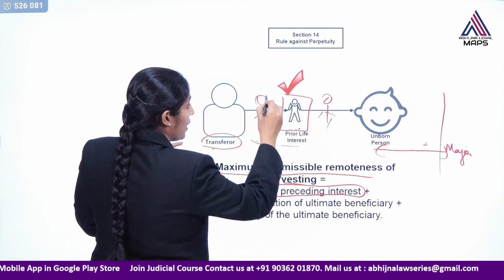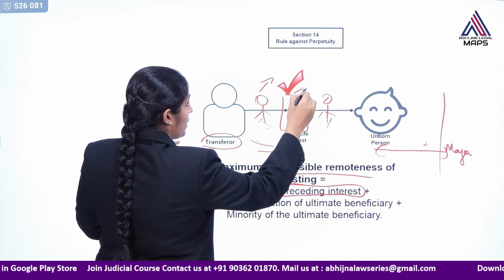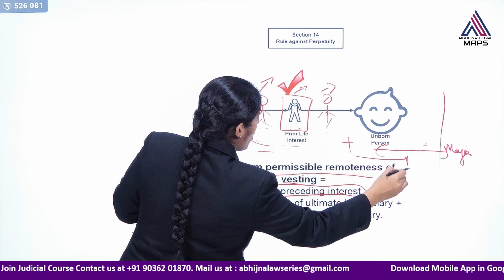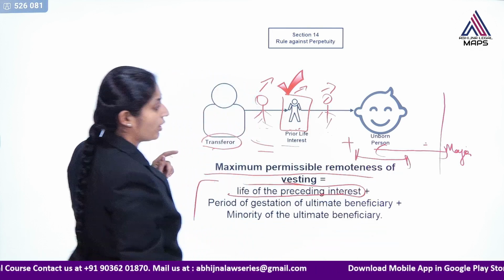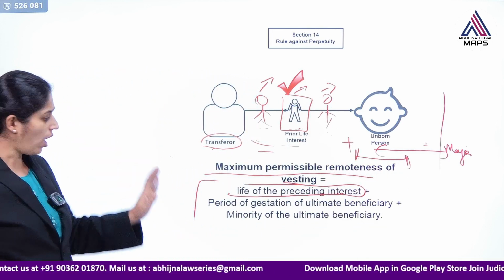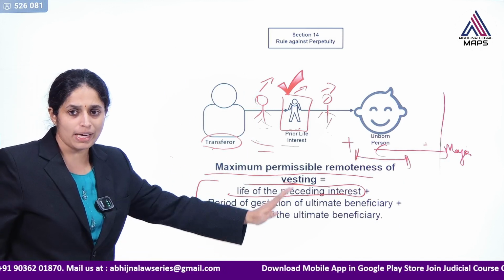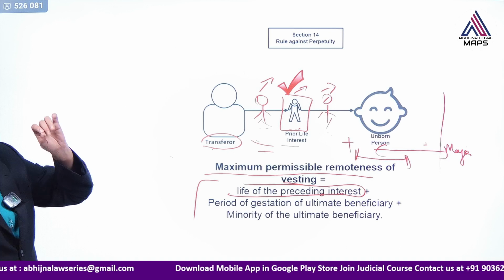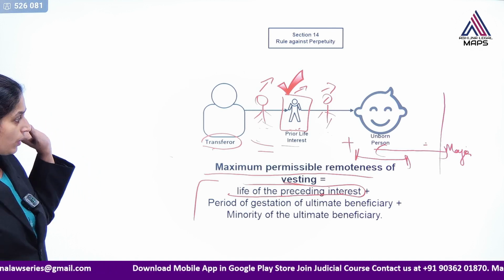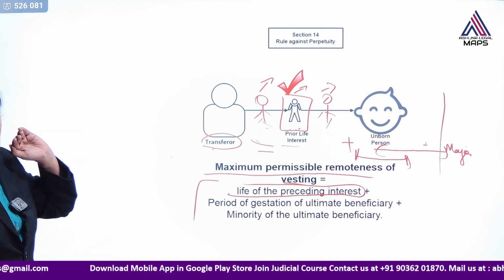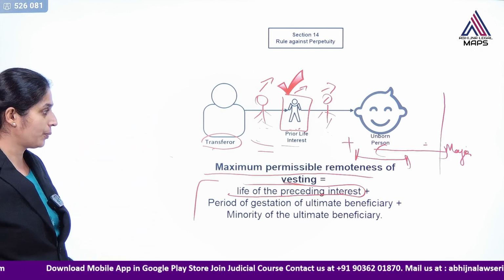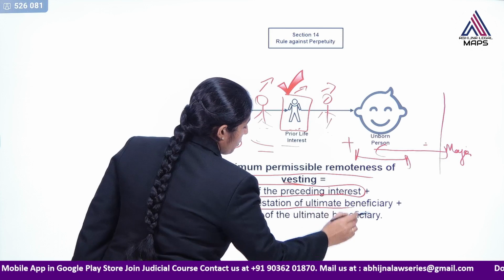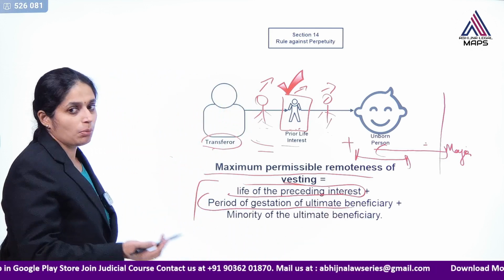and when they are living, their lifetime is calculated, plus the age of majority, up to the age of majority, or the complete minority time up to 18 years. Till that time you can postpone the vesting of the property, not more than that. And even one more situation, even the period of gestation of the ultimate beneficiary, even that can be calculated.